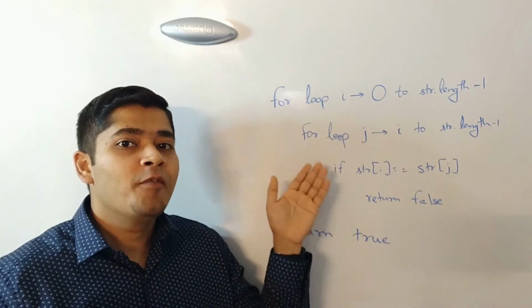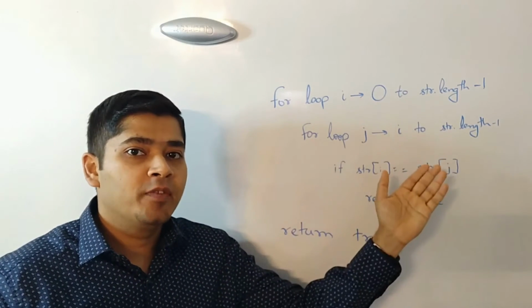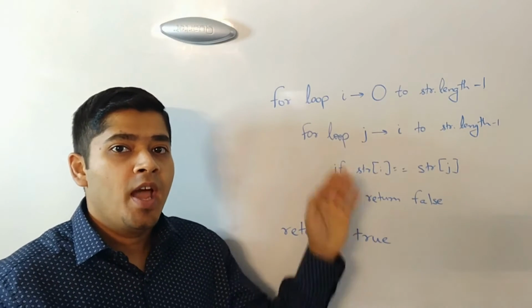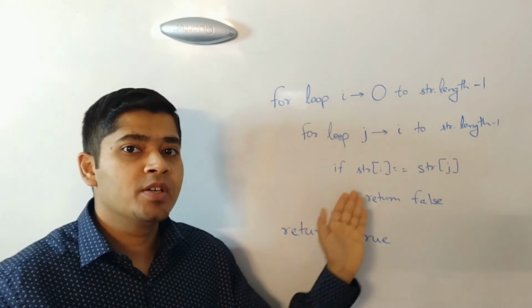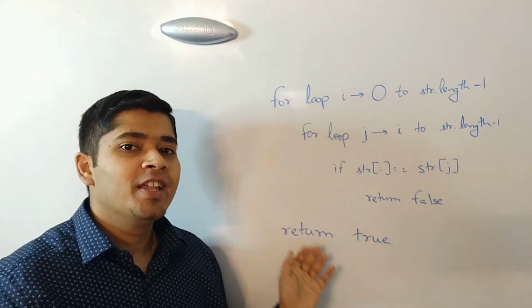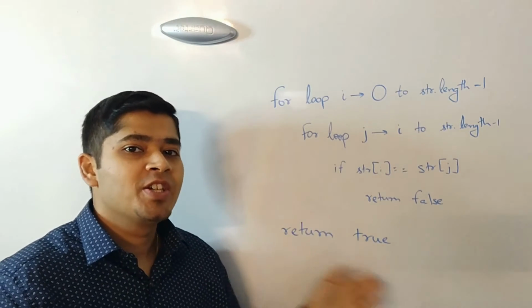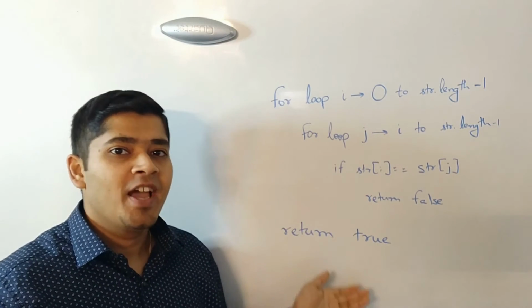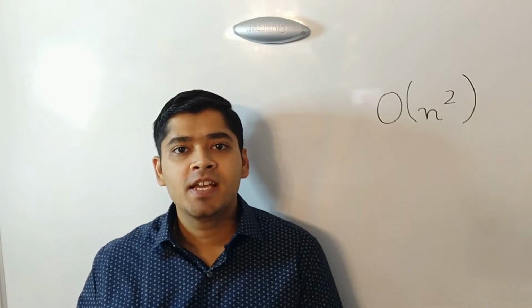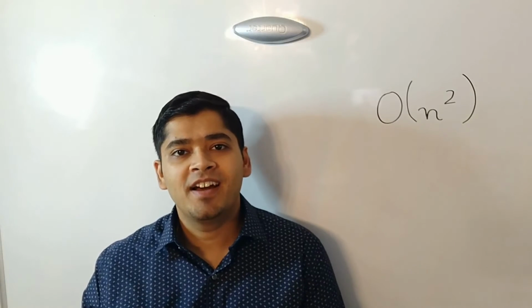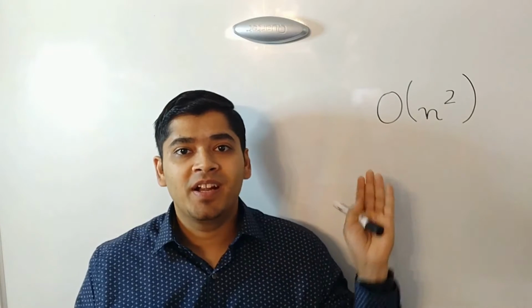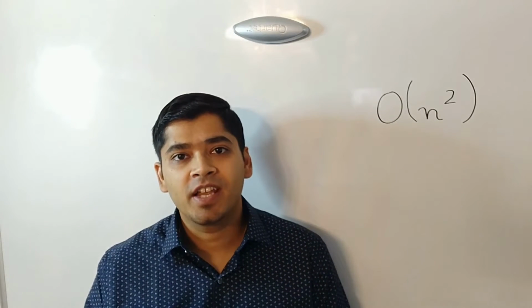The first for loop for i runs from 0 to the end of the string. The second for loop for j runs from i to the end of the string. And we keep comparing whether the two characters are same or not. At the end of the two for loops, if we find out that no such characters match, that means all the characters are unique and we can return true. What's the algorithmic complexity of this solution? Since there are two for loops and they are nested, I would say the algorithmic complexity is O of n square, where n is the length of the string.